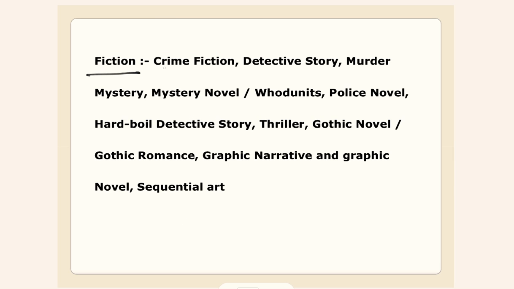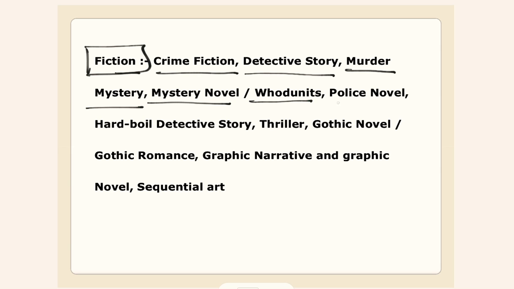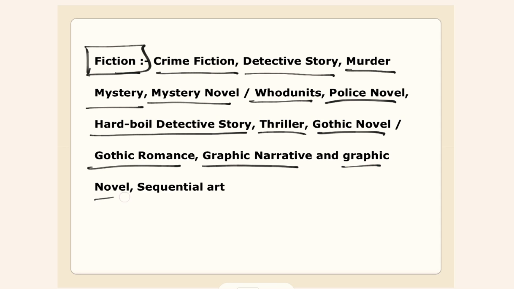Next, fiction. Here, what are the different terms associated with fiction? Crime fiction, detective story, murder, mystery, mystery novel, whodunits, police novel, hard-boiled detective story, thriller, gothic novel, gothic romance, graphic narrative, graphic novel, sequential art. These are all features and elements associated with only fiction.